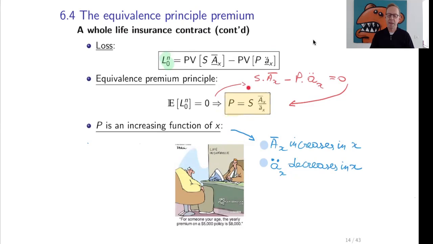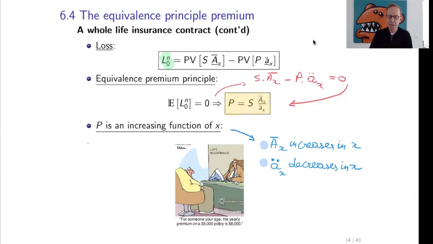The premium is S times Ā_x divided by ä_x. Now here, in this example, it's easy to see that the premium is an increasing function of age x. Indeed, Ā_x is increasing in x. The older you are, the higher the expected present value, or the actuarial value, of your future benefits. Why? Because the older you are, the closer you are to the moment that you will die.